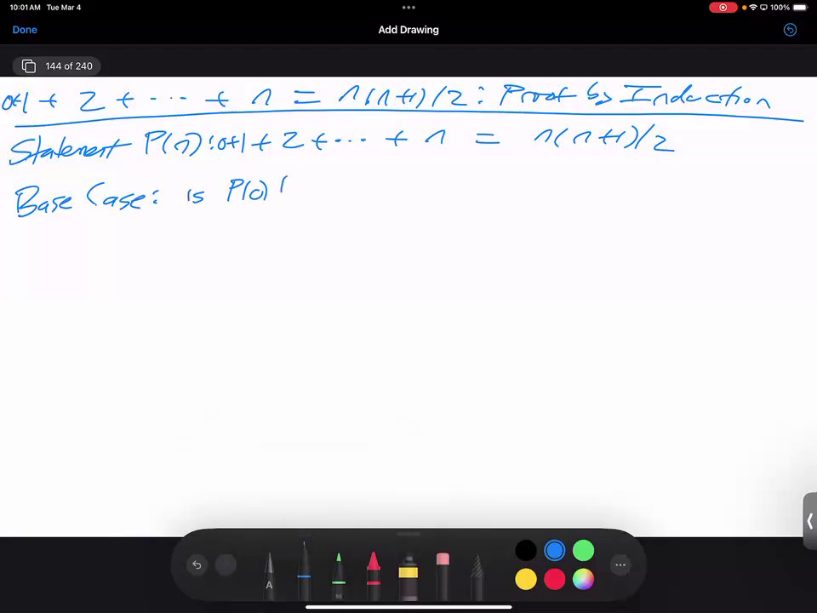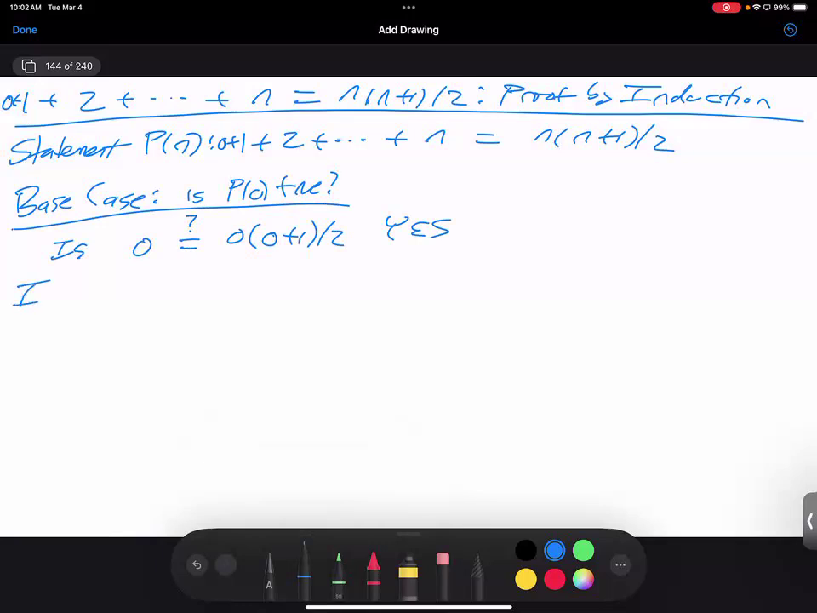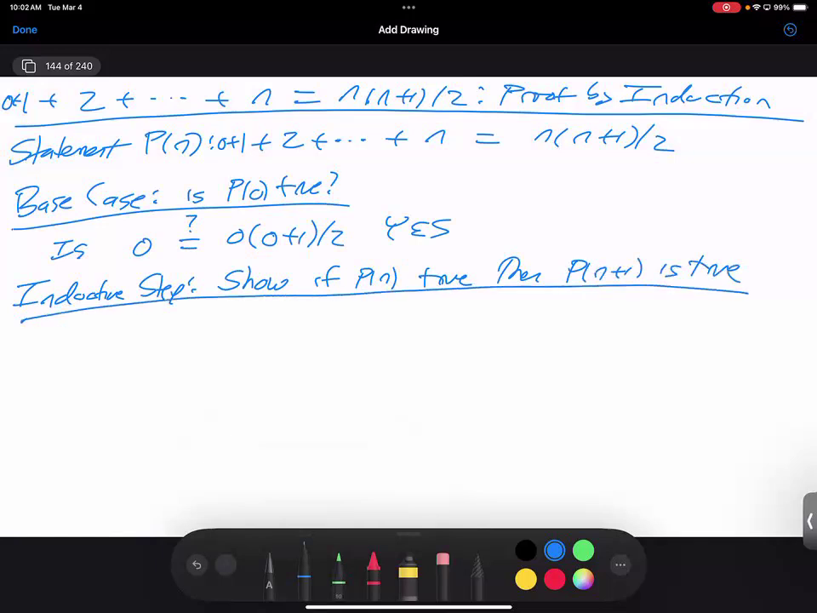Is P0 true? So is 0 equal to 0 plus 1 over 2? Yes or no? Yes. Now we do the inductive step. We have to show if Pn is true, then Pn plus 1 is true. Note when we're doing this, we're not proving that Pn is true. We're just saying if Pn is true, is Pn plus 1 true?